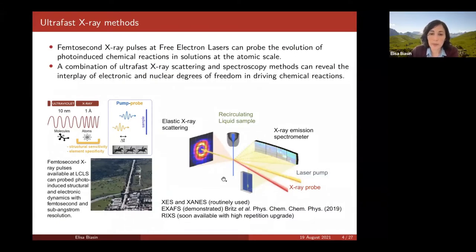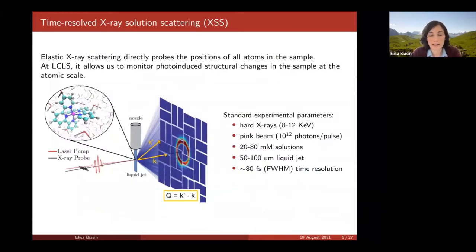So let me first spend a few slides to talk about elastic X-ray scattering. Here you can see the standard setup in which we have the sample of interest flowing through a nozzle. The X-ray probe is usually in the hard X-ray regime between 8 to 12 or higher, if possible, kiloelectron volts. And the elastically scattered X-rays from the sample are collected onto a two-dimensional detector, which is placed after the sample, as a function of the scattering vector, which is the difference between the incoming and the outgoing photon momentum. So this scattering signal contains information about the nuclei positions of both the solute and the solvent molecules.